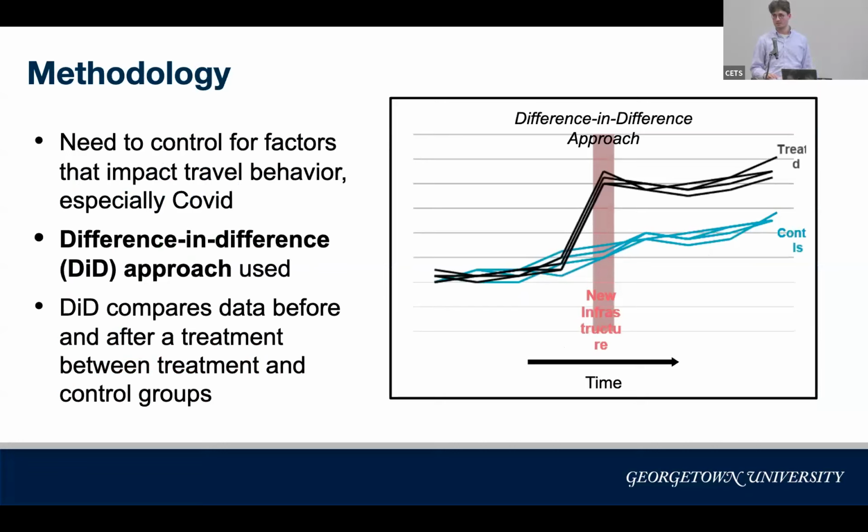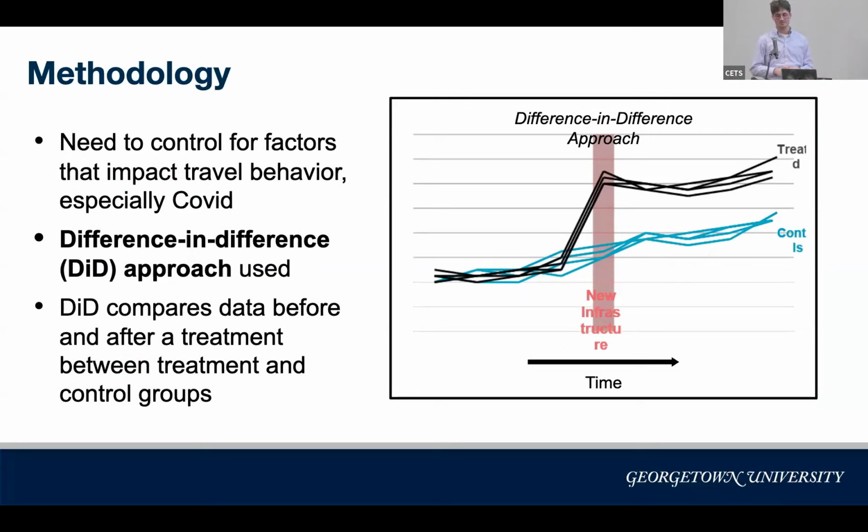And then, I forgot someone earlier mentioned difference in differences analysis. The diagram is funky, sorry about that. Basically, when you're doing these before and after analyses, you want to control for confounding factors, especially COVID in this case, because before was 2019, after was 2022, so we had this huge shock that happened. So we want to make sure that's accounted for in the data.